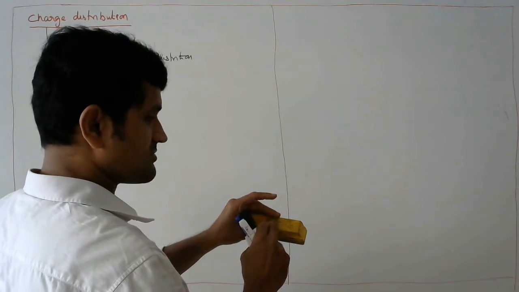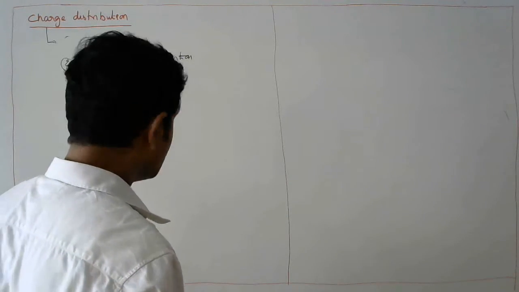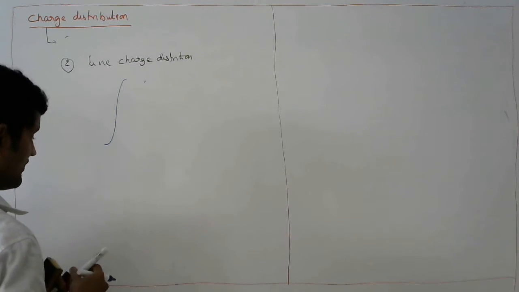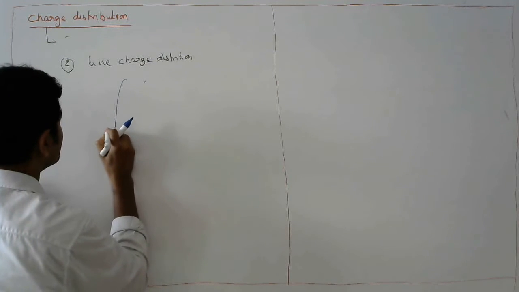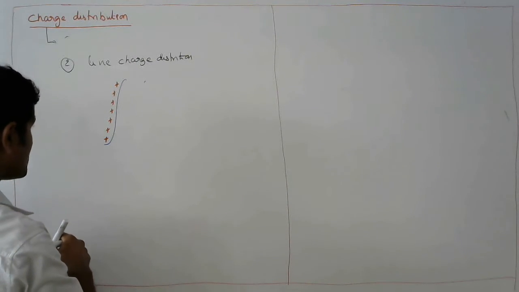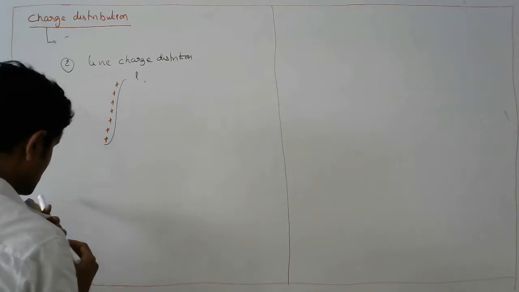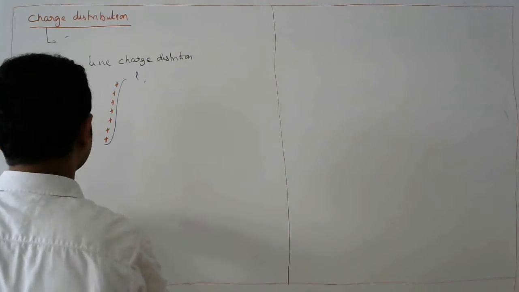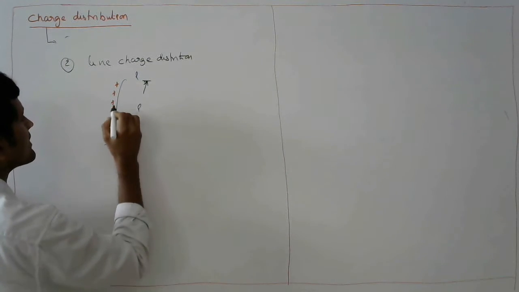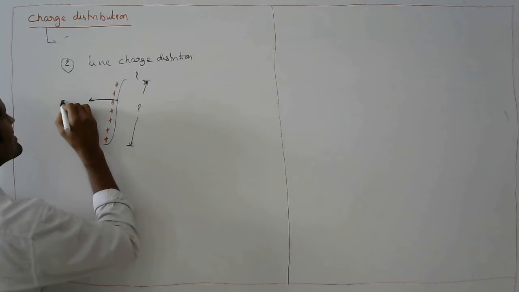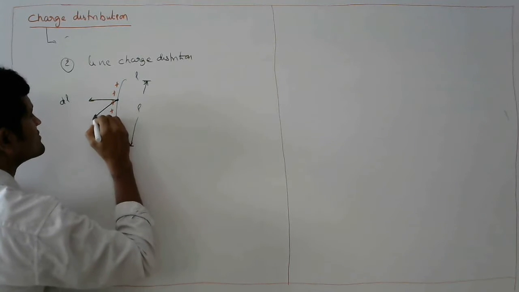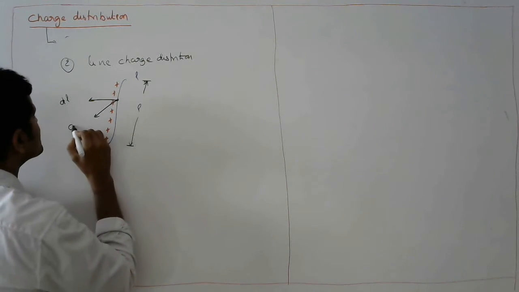Sometimes charge forms a line shape. To understand this, take a line having some length, and suppose it is positively charged. The total length of the line is L, say some kilometers. At any particular point, the length is called the differential length, denoted dl. The total charge is Q, and at that point the charge is dQ.